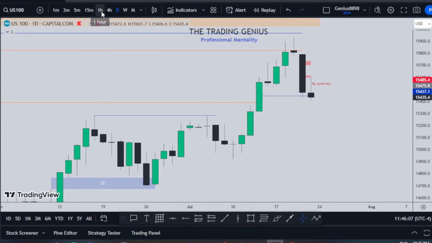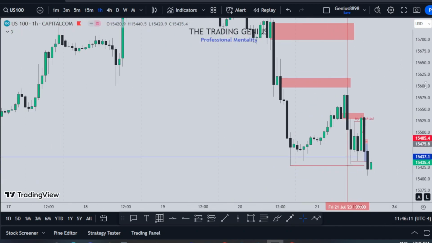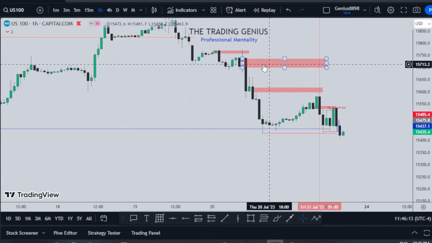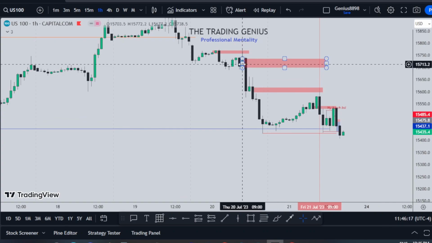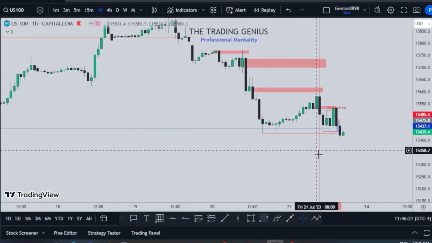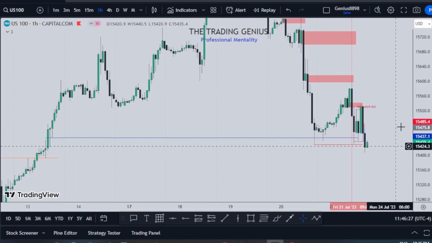Okay, so now let's go to the 1 hour time frame here. On the hour time frame, you can see that we have this fair value gap here, and this red box here is the 15-minute fair value gap, I guess. And here, the blue line that I drew on the daily time frame, that's it right there.